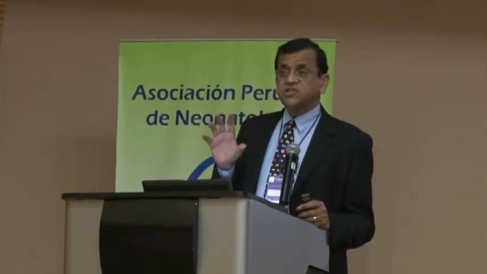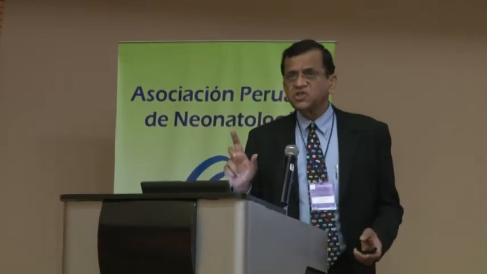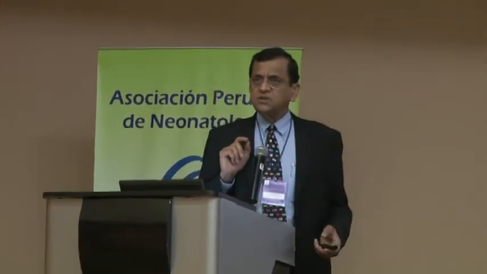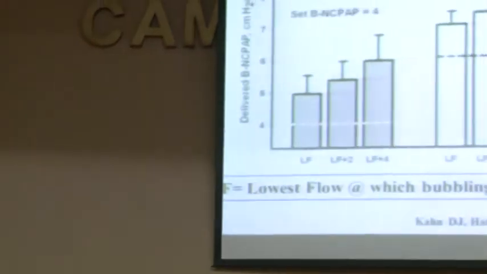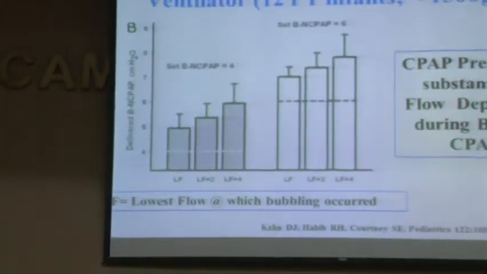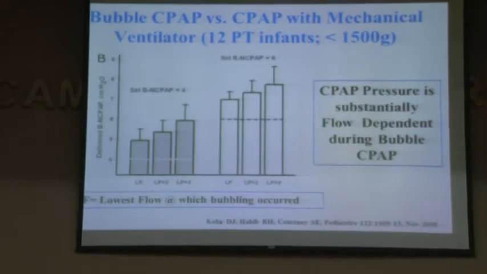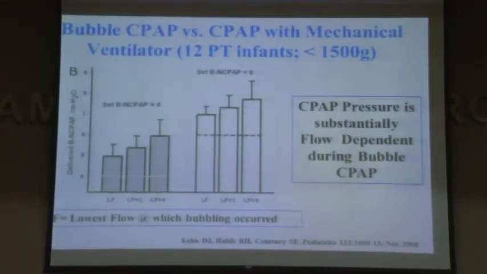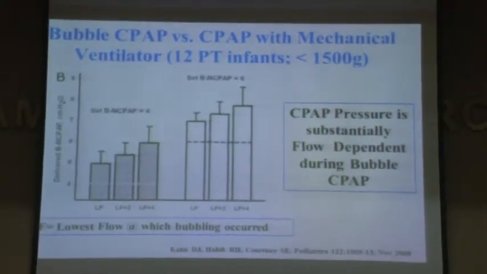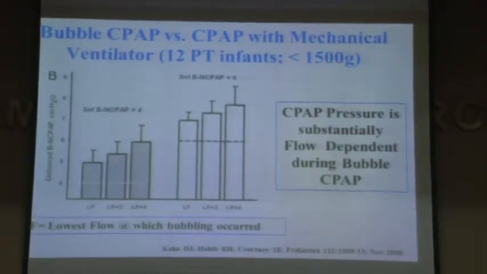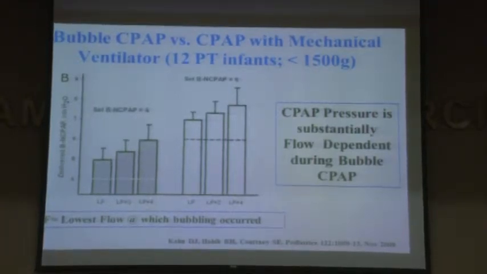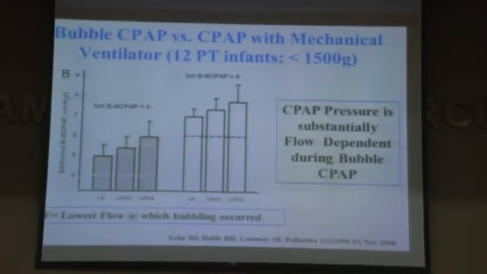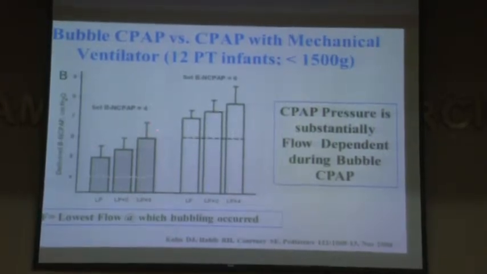I wanted you to remember, even on bubble CPAP, this is a small study in preterm babies. This is the lowest flow at which bubbling was happening. Then they increased the flow rate without changing the depth of the tube in the water column. Still the CPAP pressure goes up. Even on bubble CPAP, the pressure generated is flow dependent. So they added 2 more liters and then 4 more liters. You can see the pressure went from 5 to 6 to 7 or 8 centimeters.